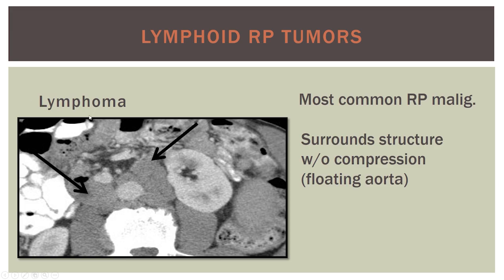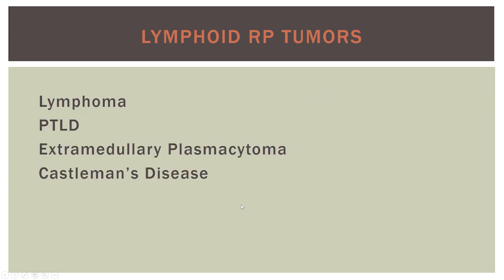Lymphomas are the most common RP malignancies. They surround the structures without compression. A typical floating aorta has been described since they lift the aorta and IVC from the spine anteriorly. Other lymphoid tumors being post-transplant lymphoproliferative disorder, extramedullary plasmacytoma, and Castleman disease or angiofollicular lymph node hyperplasia.